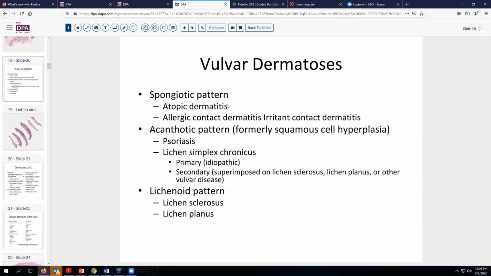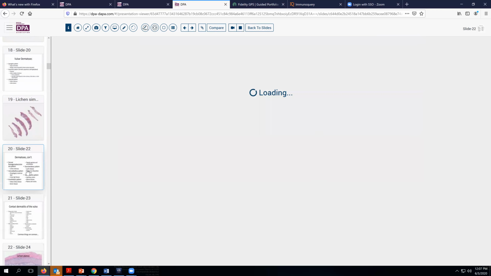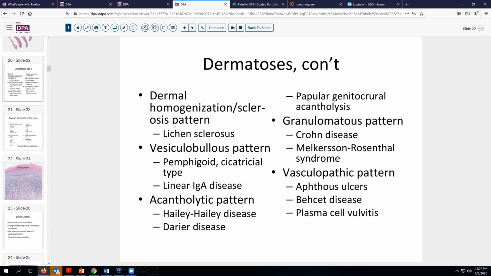Spongiotic pattern, which can be related to allergic or contact dermatitis and so forth. The acanthotic pattern or a hyperplastic pattern. You can occasionally get psoriasis in this location, and certainly lichen simplex chronicus is very frequent here. And then the lichenoid pattern, which we associate with lichen sclerosus most commonly, but occasionally lichen planus. Now, there are other patterns that we can see as well. The sort of dermal homogenization pattern that is exclusively associated with lichen sclerosus.